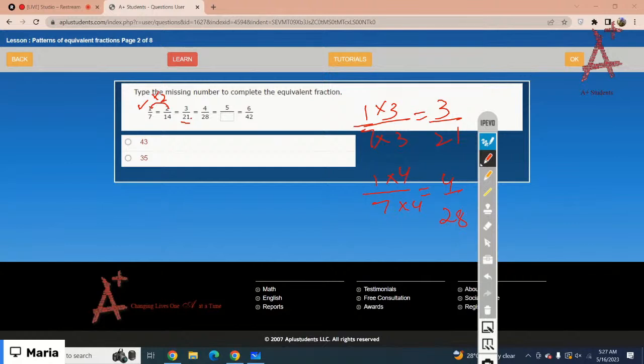Got it now? So the same pattern is you have to multiply the fraction by 5 then by 6. When you multiply the fraction by 5, 1 times 5 is 5 and 5 times 7 is 35. That means the missing number here is 35. Got it? So that is the pattern you have to identify. It would be 35.